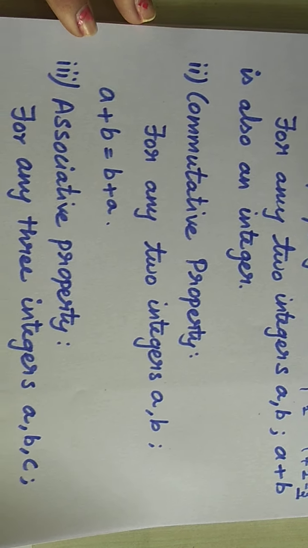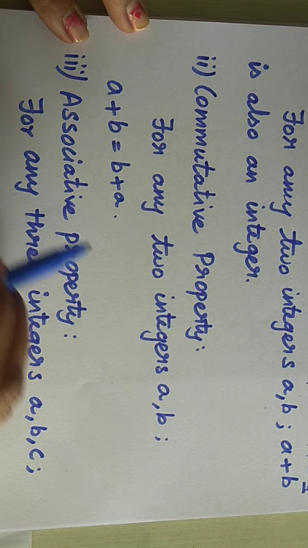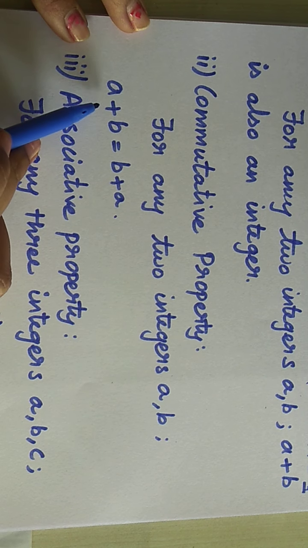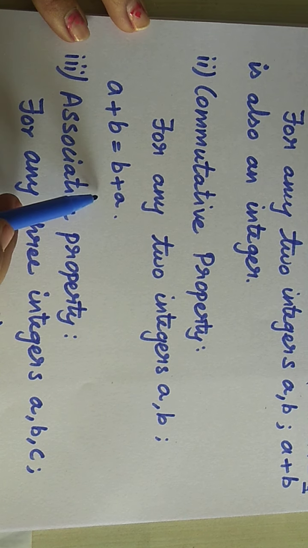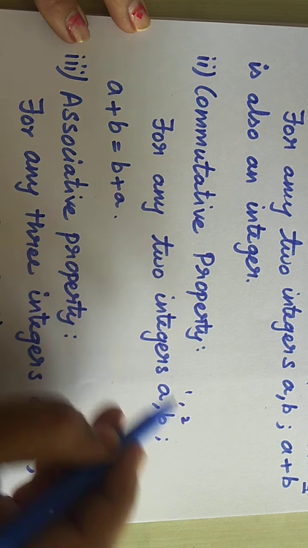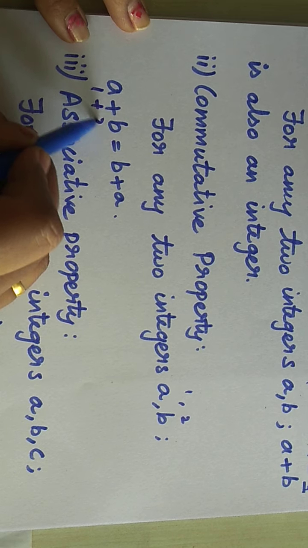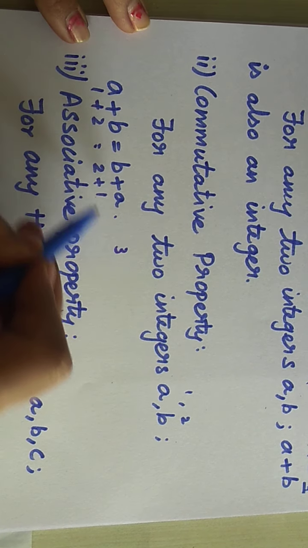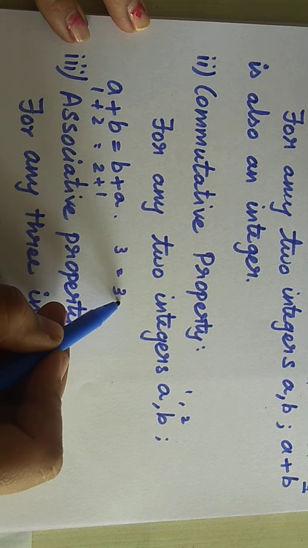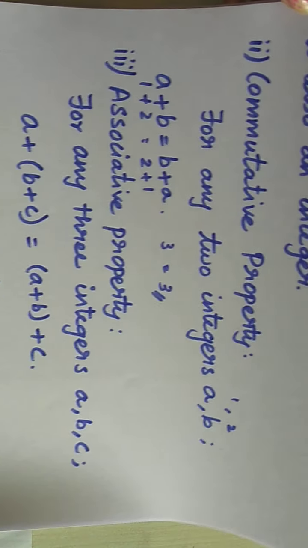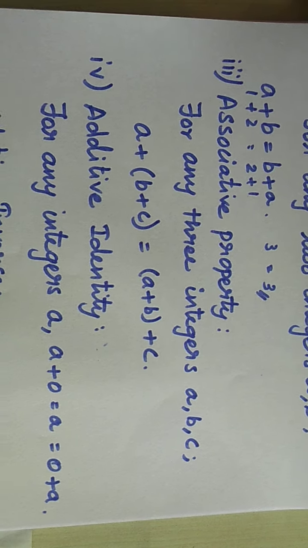The next one is the commutative property. For any two integers a, b, a plus b equals b plus a. If we take the same numbers, 1 and 2, then 1 plus 2 equals 2 plus 1. 1 plus 2 is 3 and 2 plus 1 is 3. So both numbers are the same, and this property is satisfied.